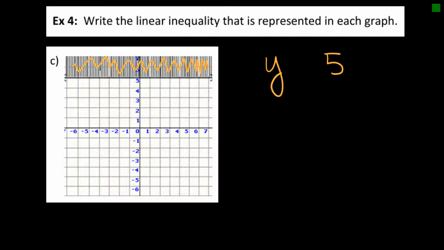But now I have to decide, is it a solid or a dotted line? Well, it's a solid line, so it's going to have a line under it. And then is it shading above or below? Well, it's shading above, so it's going to be y is greater than or equal to 5. It crosses the y-axis at 5, so all those points are y equals 5 points. Okay, there we go.